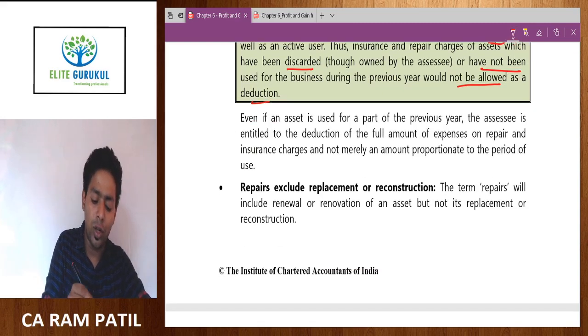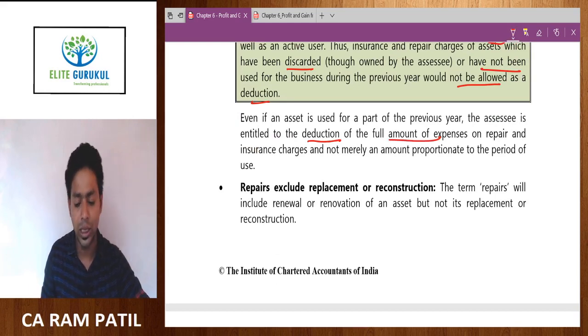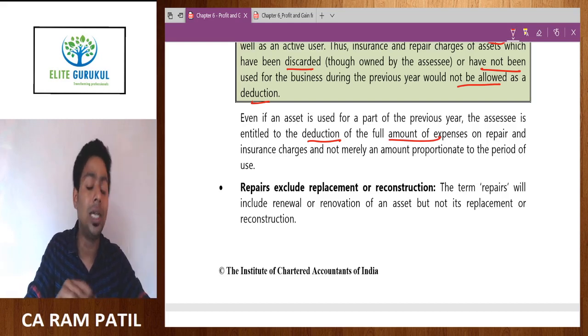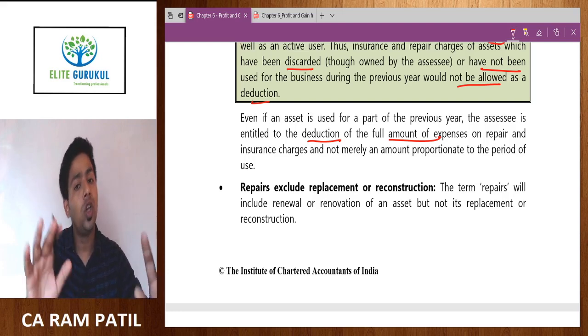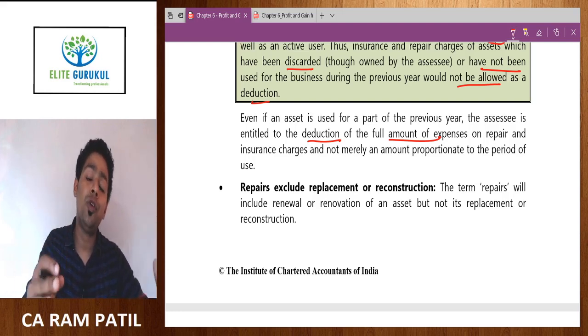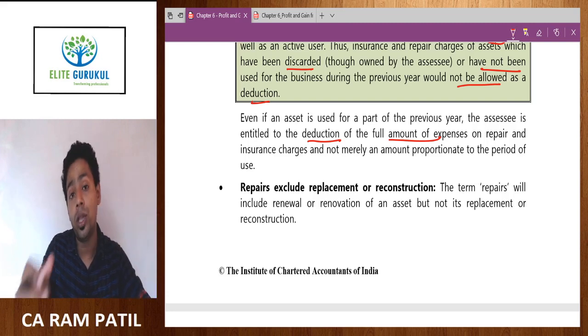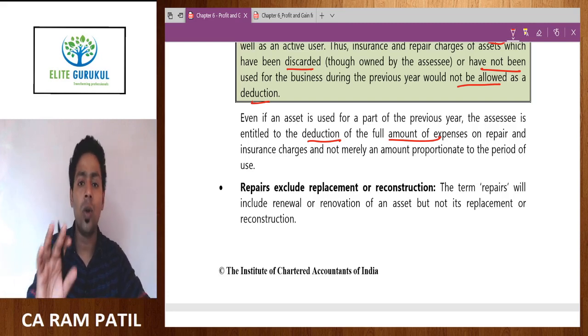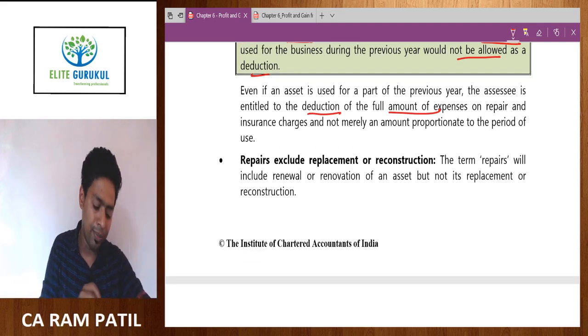Even if an asset is used for part of the previous year, the assessee is entitled to deduction for the full amount of expenses. So you don't do proportionate on a time basis, but we do proportionate on a purpose basis. Like I told you, if 9 months you have used the asset and 3 months it was unused, you will get deduction for the whole year. But if you use 2/3 for business purpose and 1/3 for personal purpose, then only 2/3 you will get as a deduction under section 38.